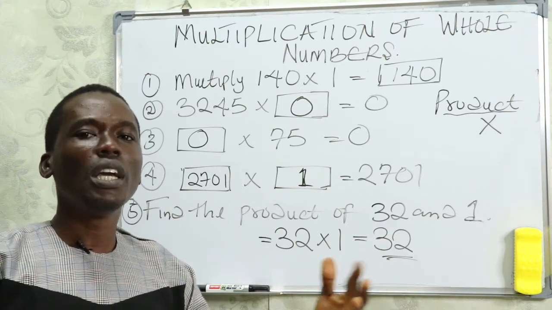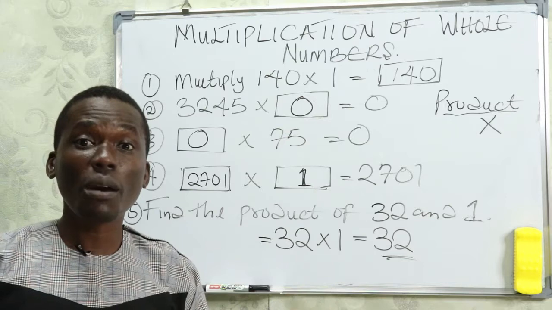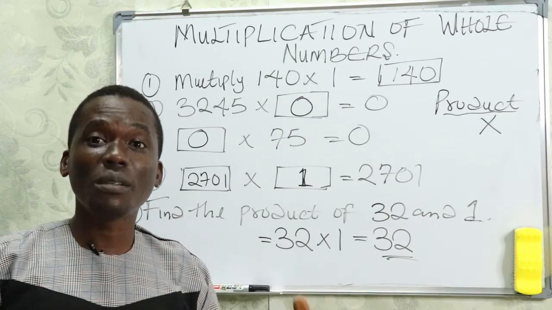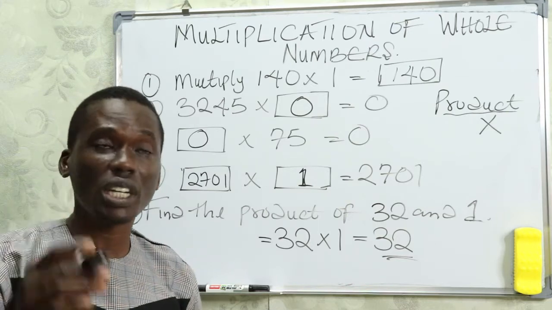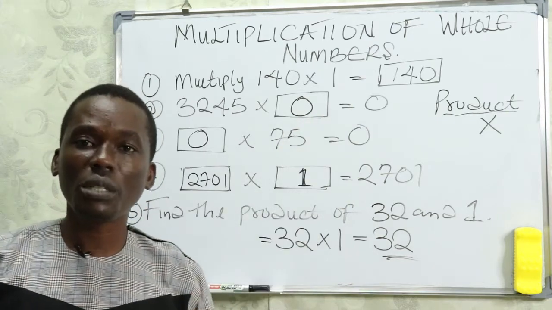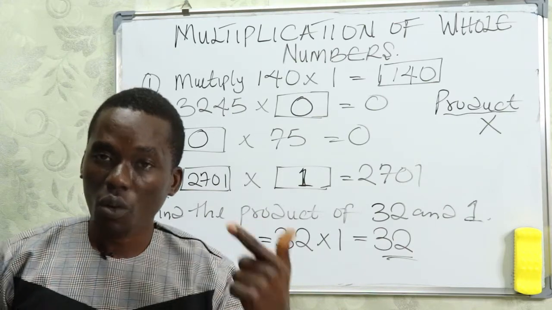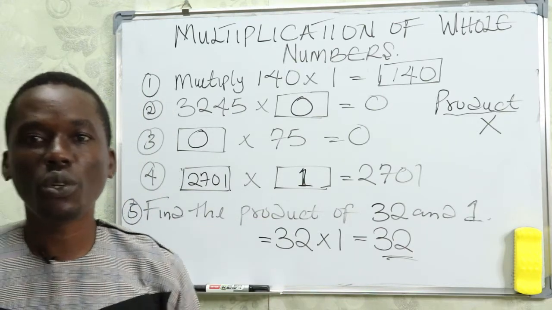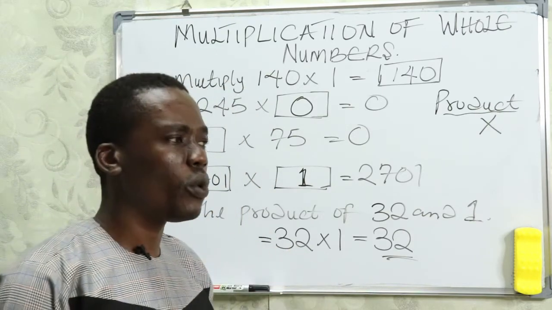And when a number is multiplied by 1, it gives you the number itself. So you see, it's a delight showing you all these samples. All these samples will help you know that multiplication of whole numbers can be possible, especially when you take note of all these properties of multiplication involving zeros and 1. In our next video, we are going to teach you how to go about multiplying whole numbers.